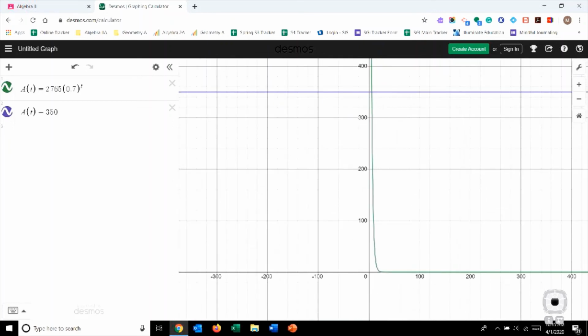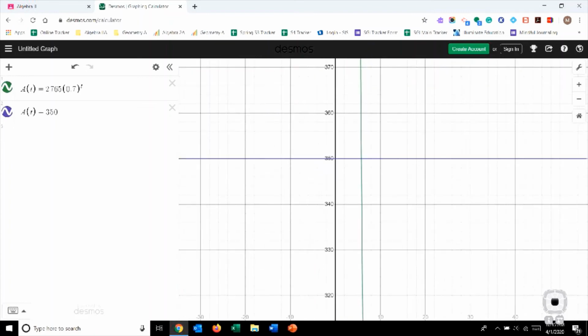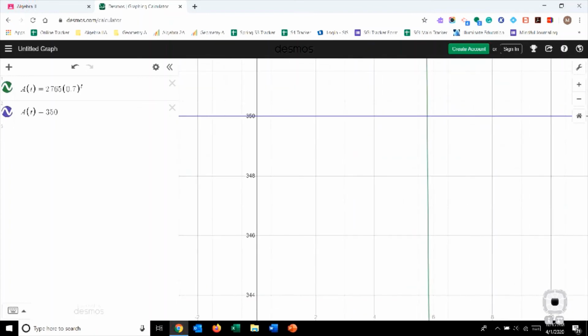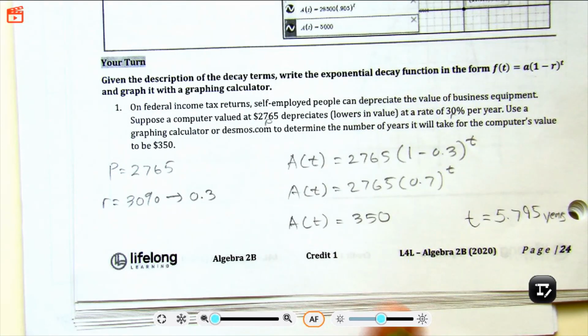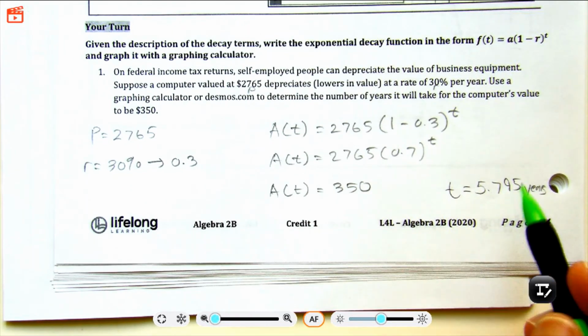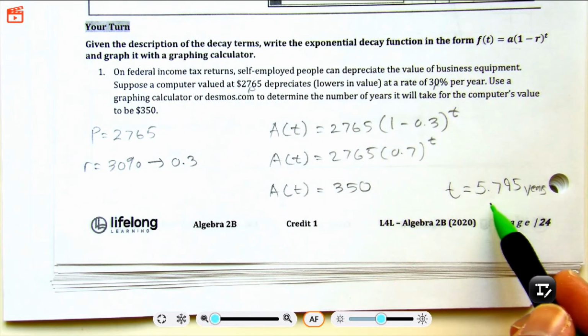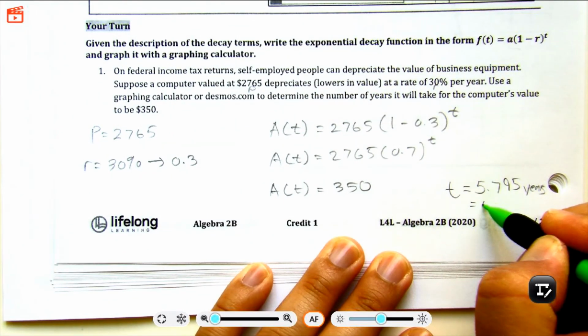And let's zoom out and find out where the intersection is occurring. So it seems like it's occurring here. Okay, and if we click on the intersection point, it will take roughly 5.795 years for the value to reach $350. Now 5.795, we could round to the nearest tenth, and that would be 5.8 years.